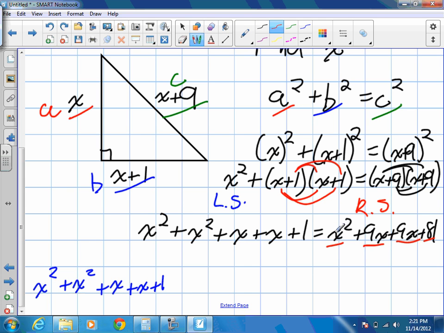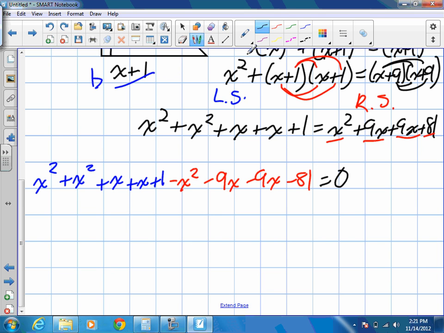The x squared will become a negative. The 9x will become a negative. The other 9x will become a negative. And the 81 will become a negative. These will all be equal to what? What will this be equal to? Perfect. 0. I then need to collect like terms.